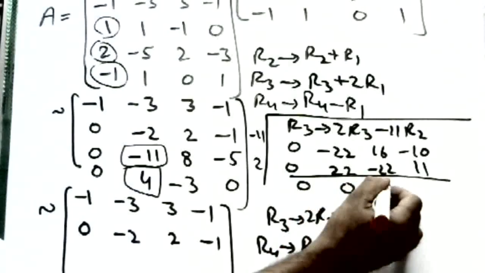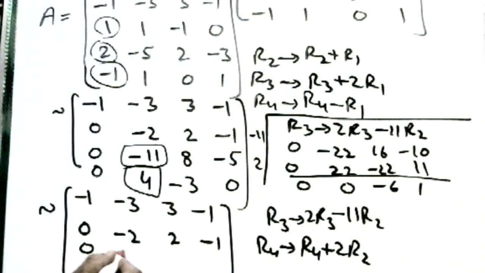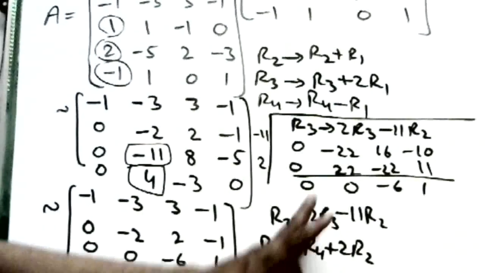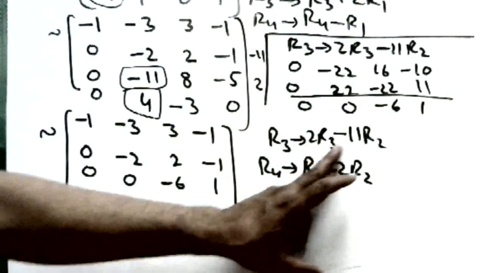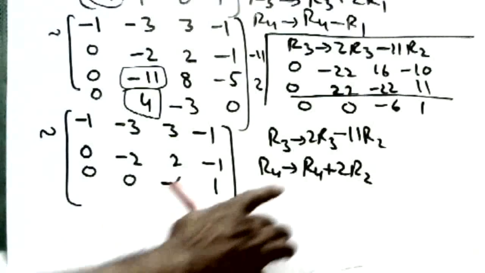So what is left here? See here, 0, 0, 16 minus 22 is minus 6, and this will be 1. So we got 0, 0, minus 6, 1. Whenever you feel some difficulty in doing it directly, or the numbers are big numbers, we can do rough work like this.